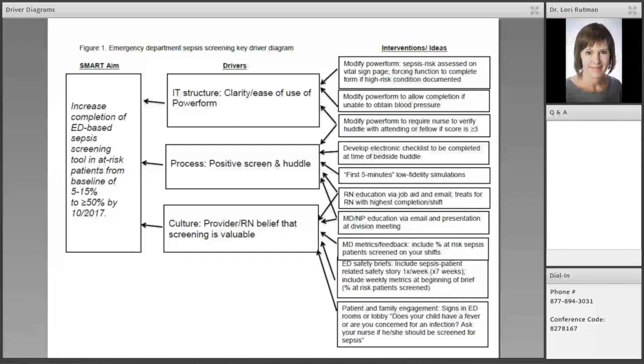So this is our key driver diagram for our sepsis screening project. As you can see here, our SMART aim that I just outlined on the prior slide is there at the far left of the driver diagram. And then our drivers were lumped. So this was a simple project in one emergency department. I didn't really feel like it was necessary conceptually for me to break this down into primary and secondary drivers. So I categorized these things, as I described the primary drivers earlier, into structures, processes, and culture.